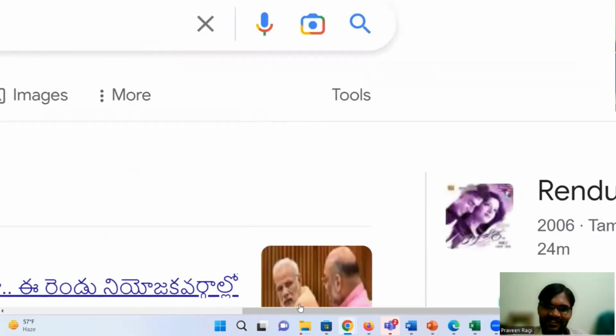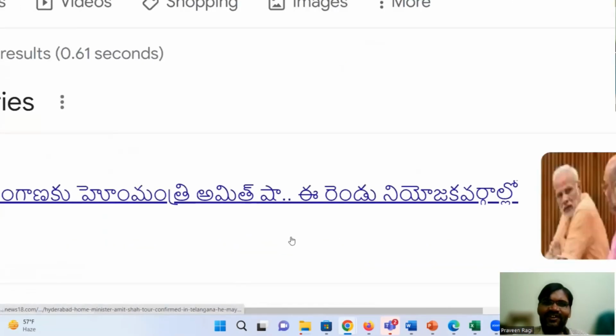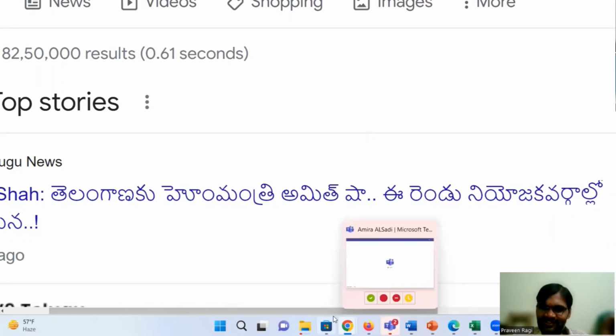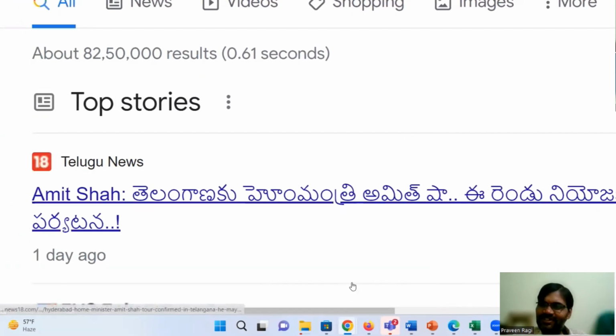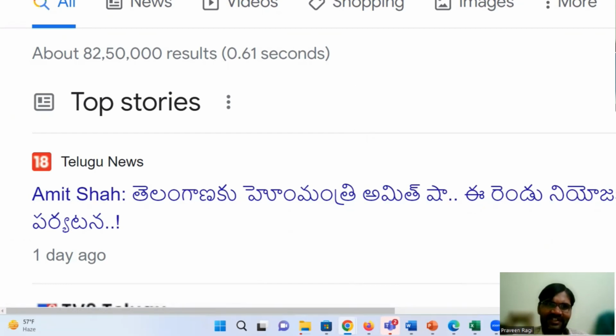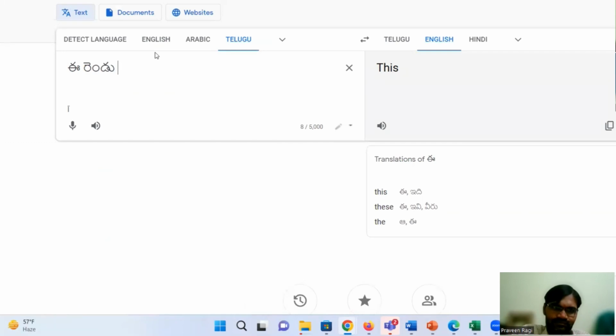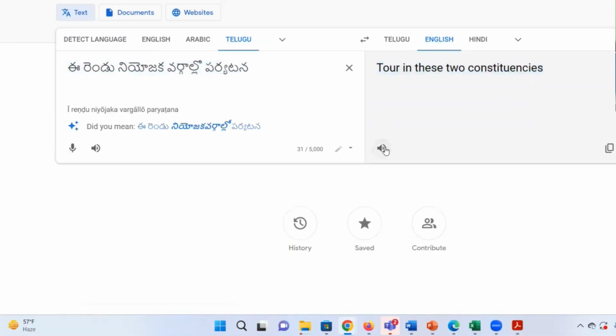Even for me, it is a little difficult. So I can say Niyojaka Vargalu means constituencies. Pariyatana means tour. Irandu means these two. So we need to frame a sentence. Let's try here, we'll get the proper sentence. Irandu. In these two constituencies. Okay, this is a little new to me. So this is the meaning.